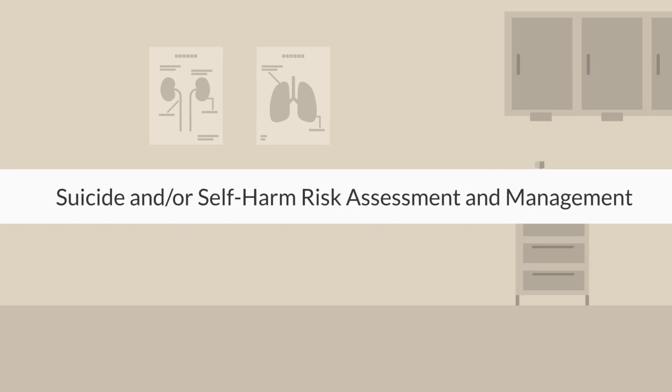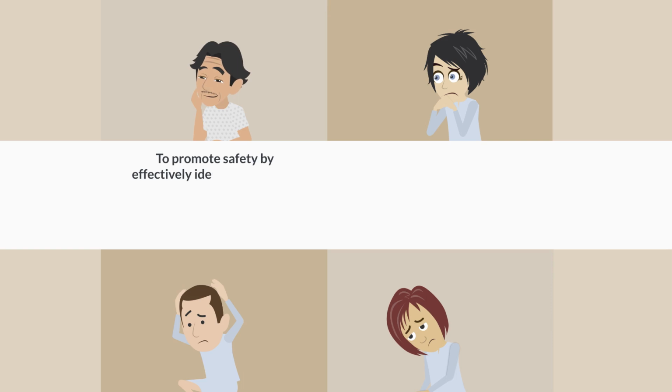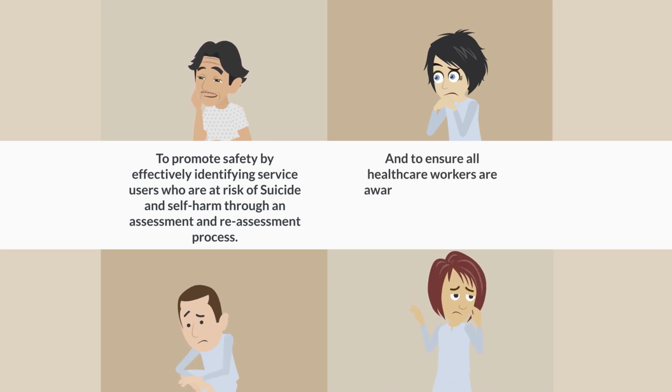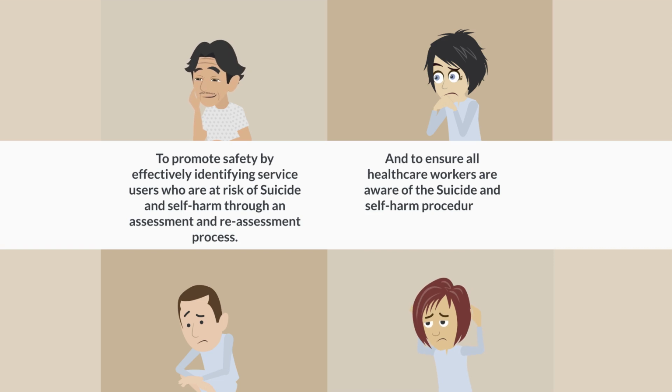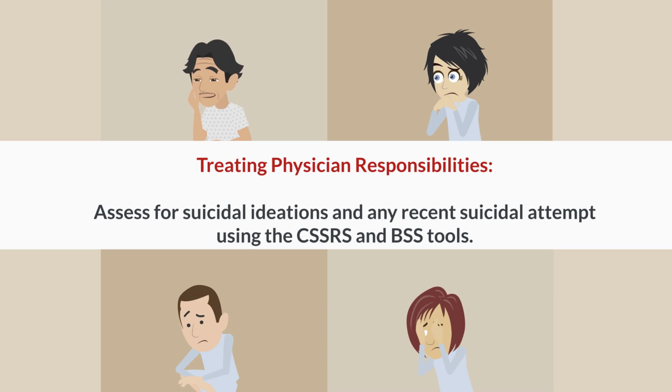The suicide or self-harm risk assessment and management. To promote safety by effectively identifying service users who are at risk of suicide and self-harm through an assessment and reassessment process. And to ensure all healthcare workers are aware of the suicide and self-harm procedures at FJH. Treating physician responsibilities. To assess for suicidal ideations and any recent suicidal attempt using the CSSRS and BSS tools.